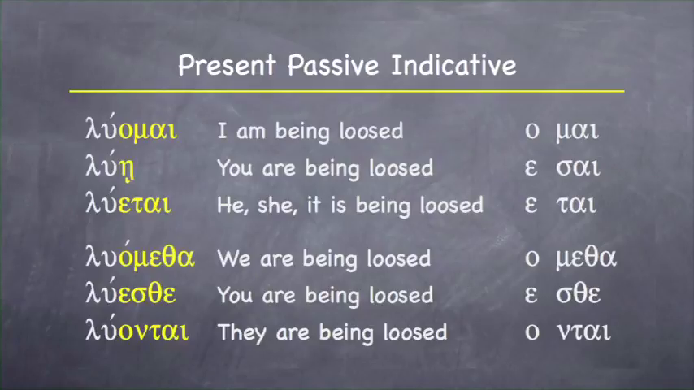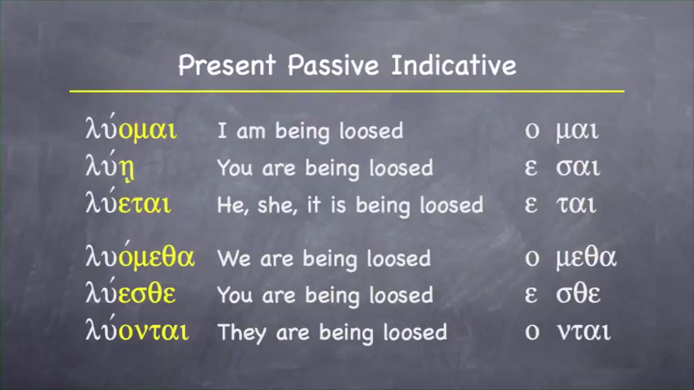If you look at the entire paradigm then, you get luomai, lue, luetai, luometha, luesthe, luontai. And you can see the endings there with the connecting vowel are in color. Luomai means I am being loosed, or I am loosed. Lue, you are being loosed, or you are loosed. Then it's the same connecting vowels that we're used to. And then here are the pure primary passive personal endings. They are mai, sai, tai, metha, sthe, ntai.